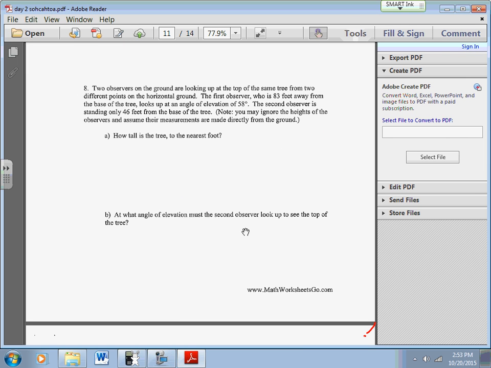Alright, this is the last problem I'm going to go over, okay? Two observers are on the ground and they're looking at the top of the same tree. So let's pretend that, alright, there's a tree, yep. Alright, I'm going to put observer number 1 over here. And then I'm going to put another observer over here. Six figures, okay? Try to make this work. Alright, they're both looking at the tree.